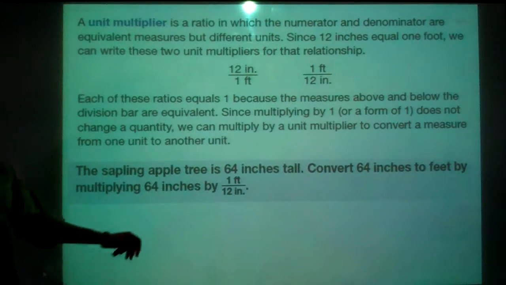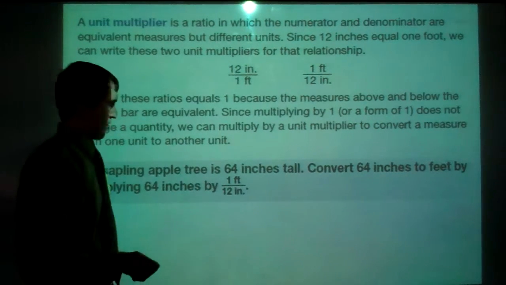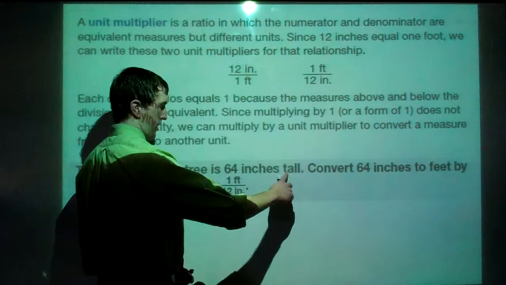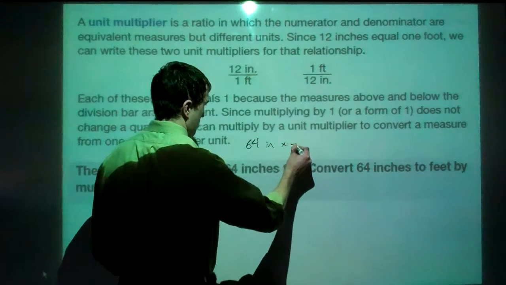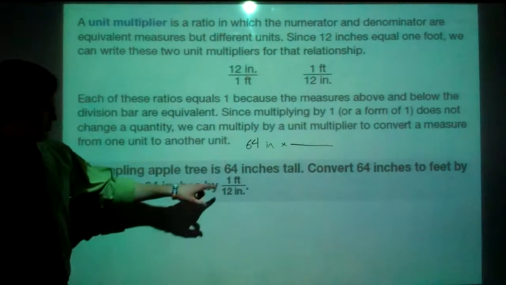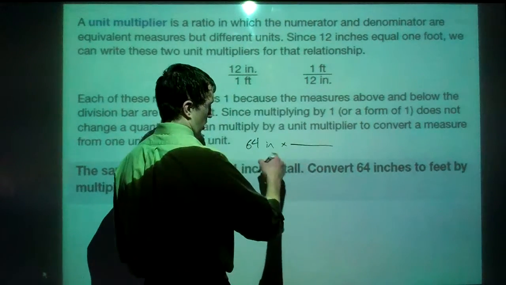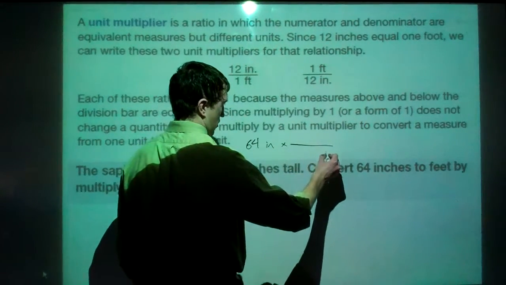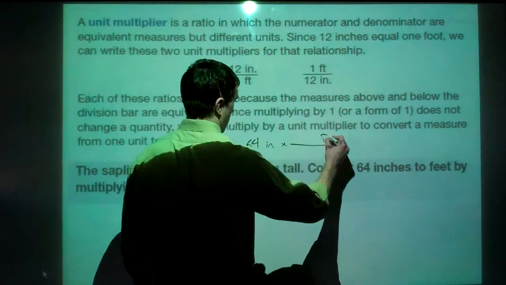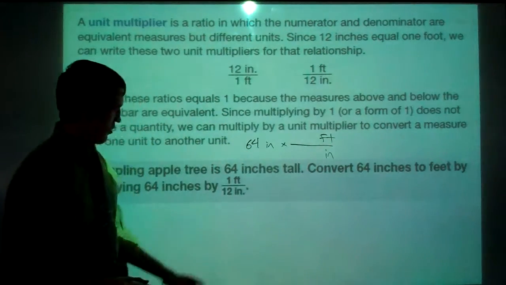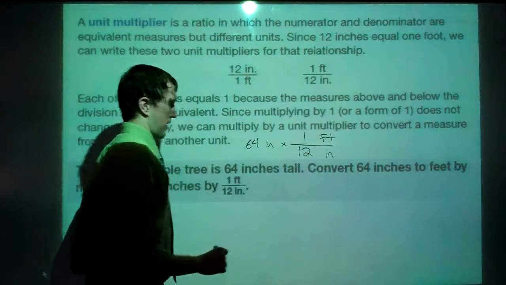The other thing is that they're not always going to tell you to use this, 1 foot over 12 inches. We're going to have to learn how to set that up. But you always start with what they give you, 64 inches. And the reason we multiply by 1 foot over 12 inches is because whatever we start with, inches, goes in the bottom here, and we're trying to relate inches to feet. Okay, so that right there. And we know that there are 12 inches in 1 foot, so that's why we get that.